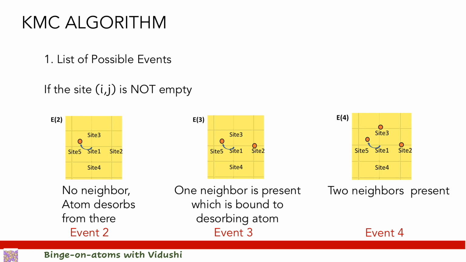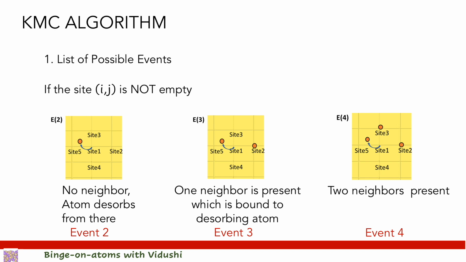Now what if this selected site ij is not empty? Then 5 sets of events are possible. We will list them as events 2 to 6. Event 2 is when there is no neighbor present to the site ij atom. Therefore, the atom desorbs without interference of any neighboring atom. In event 3, the atom at site ij has a neighbor. One atom is present on any one of its neighboring sites.